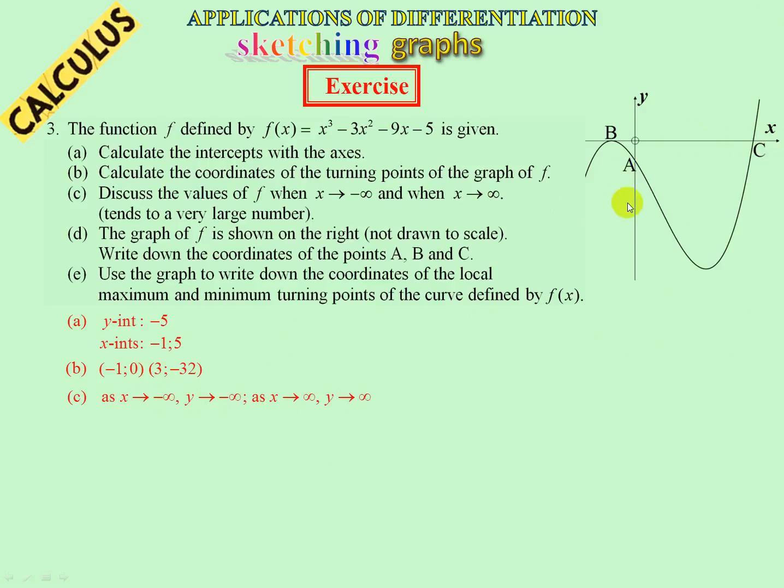Coordinates of points A, B, and C. Well, those are the axis intercepts. And local minimum and local maximum, we found the coordinates of those points and we can identify which is which just straight from the graph.